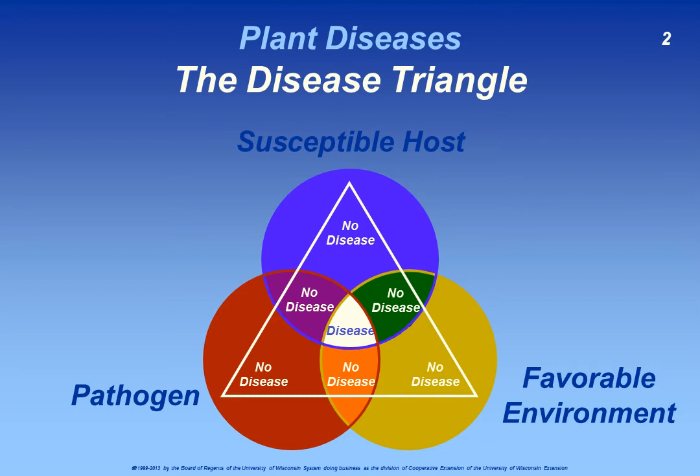Finally, in terms of favorable environment, think about that. We've got Mother Nature kind of doing what she wants to do. How can we possibly modify that corner of the triangle? Think about that for a second. Well, with a favorable environment, one of the things we do have a lot of control over is how much we water in a garden. We have to be very careful not to overwater, because that tends to provide a very moist environment that's very favorable for all kinds of disease-causing organisms.